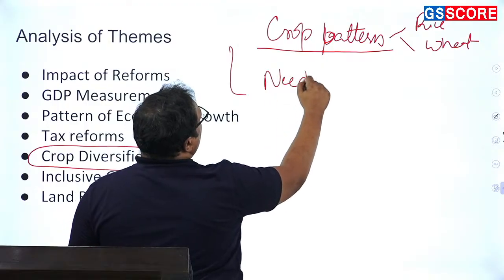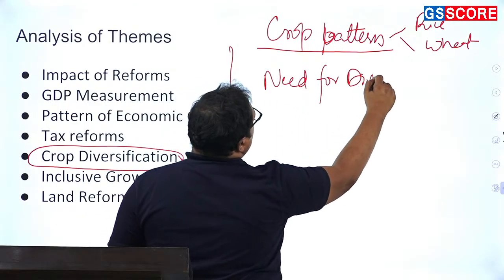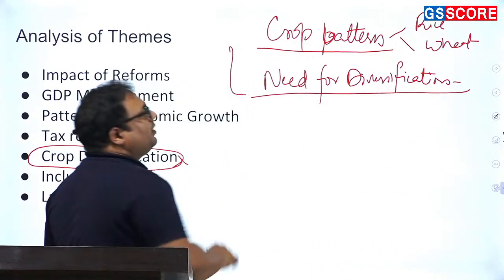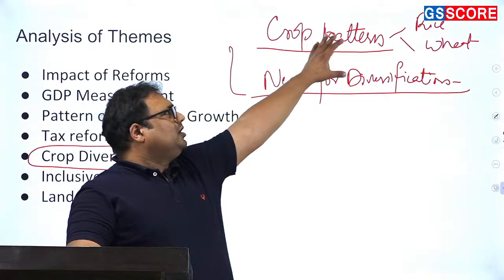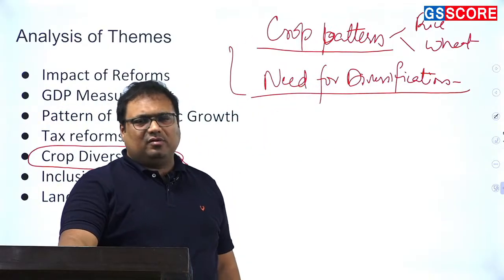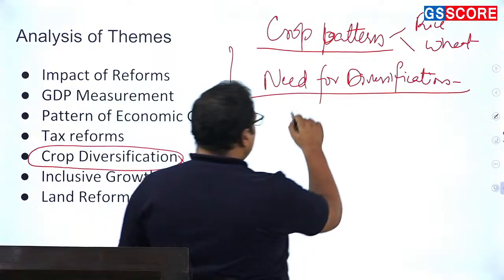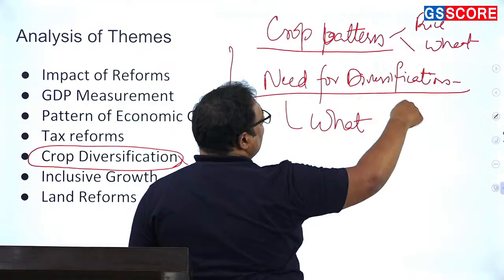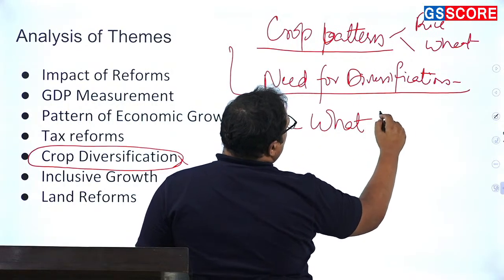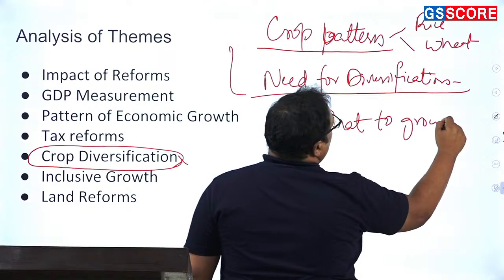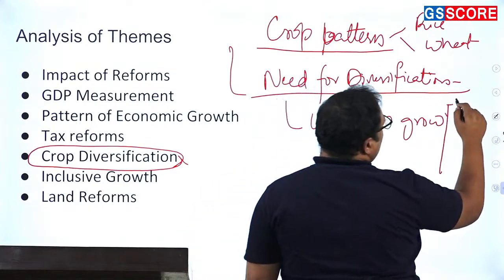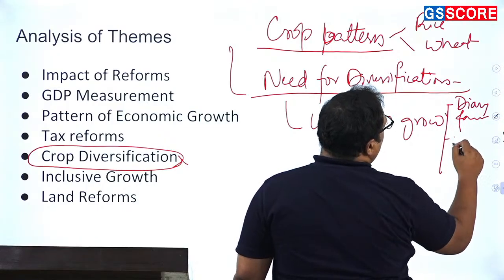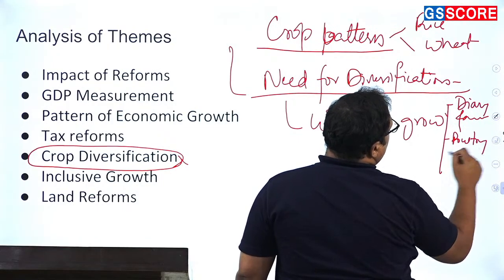Need for diversification. Why do we have to diversify? So what are the issues? If we are growing wheat and rice predominantly, what are the problems there? Then what are alternatives? If we want to diversify, then where will we go from rice and wheat? What to grow? For example, in the last few years, what is in focus? Dairy farming, poultry, millets.